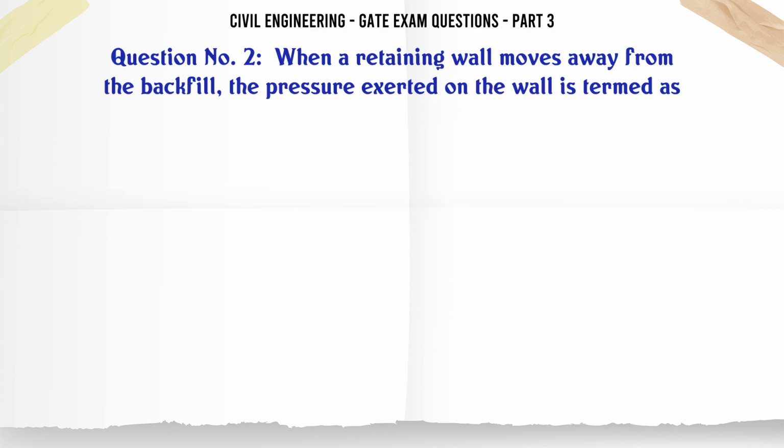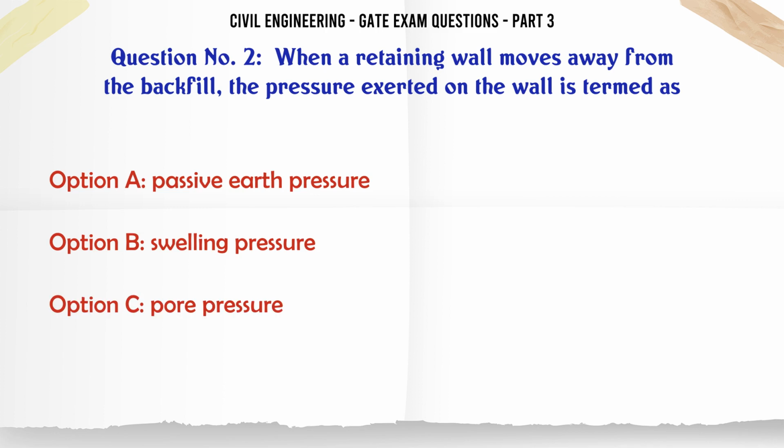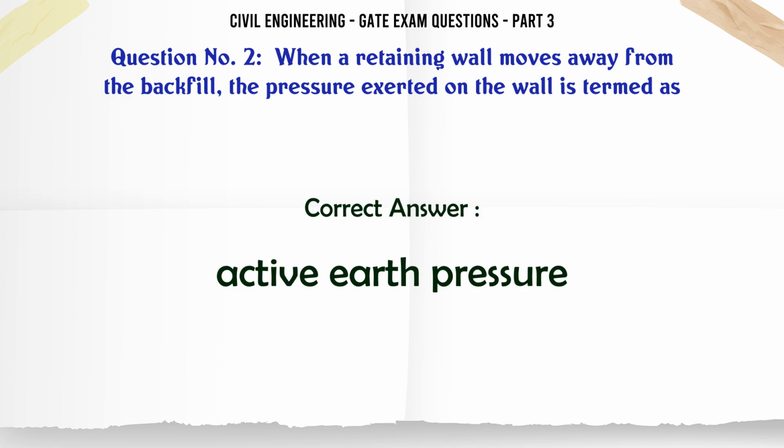When a retaining wall moves away from the backfill, the pressure exerted on the wall is termed as A. Passive earth pressure, B. Swelling pressure, C. Pore pressure, D. Active earth pressure. The correct answer is active earth pressure.